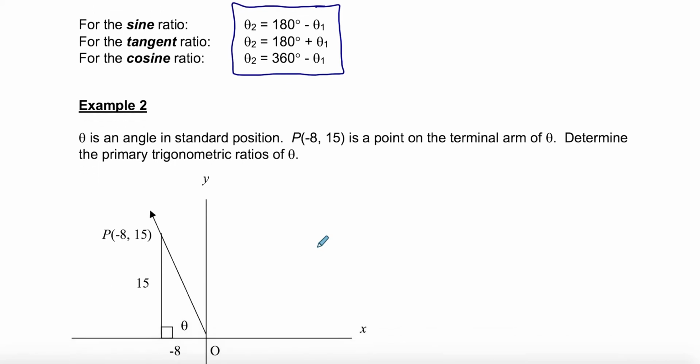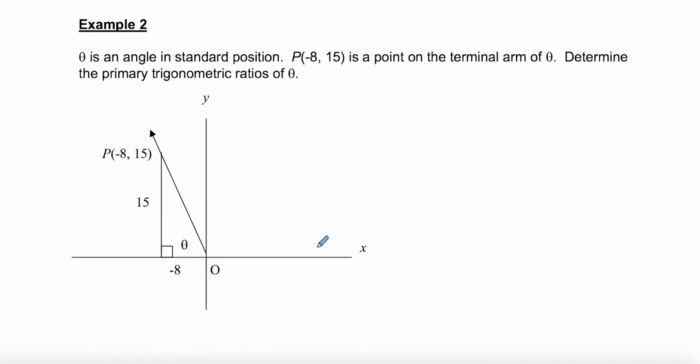So we'll come back to that, but example 2: theta is an angle in standard position. We have this point up here that is (-8, 15). So the diagram would help. If it doesn't have a diagram, you might want to draw one. Determine the primary trigonometric ratios of theta. So interestingly enough, we don't actually know what the hypotenuse is. So we're going to have to find r. We need to know what that is before we start.